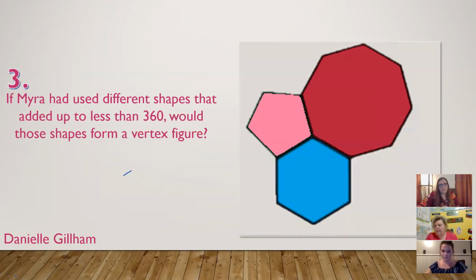So it was over, and that didn't make sense. So if you were to go under 360, say you had 353, it's still not going to be a vertex figure. It has to be exactly 360 degrees. Oh, that's true. I thought of it going over, but with the thought of it being under 360 degrees, I didn't think of that one. Yeah, I didn't either. That was a good take on that one, Danielle.